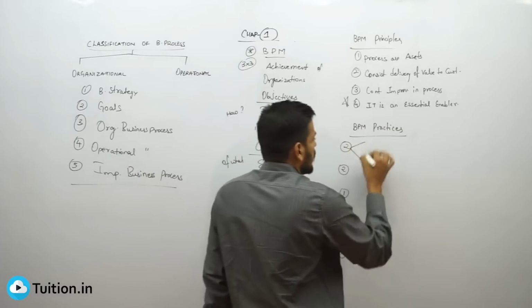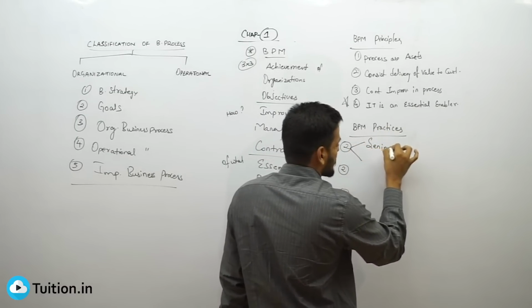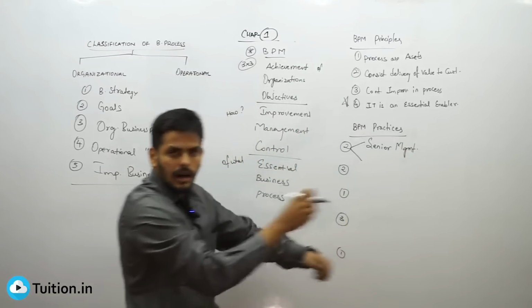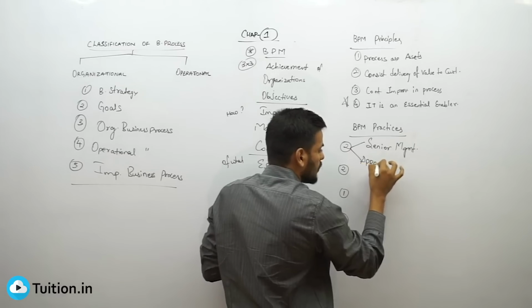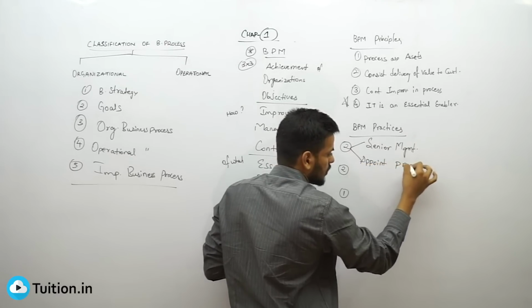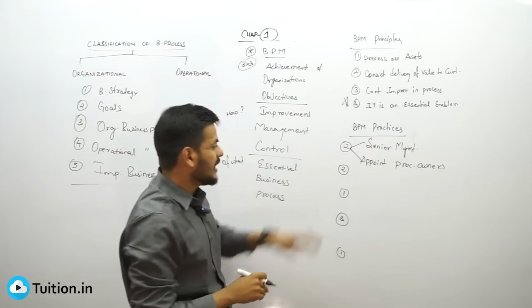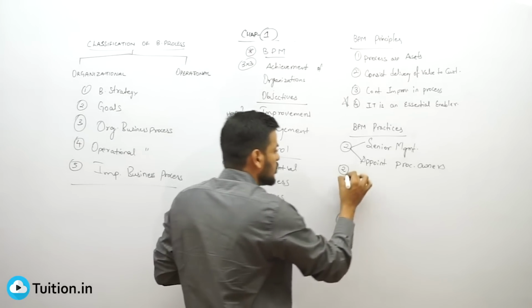First, BPM practice: who has to implement the BPM? Senior management. Senior management has to push this process of BPM, and then they are supposed to appoint process owners. This is the first 2 steps. The next technique, remember the next 2 steps is who are the ones who are going to do it. These are the 2 things.